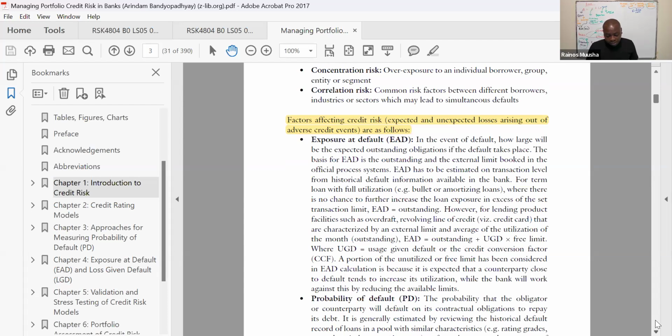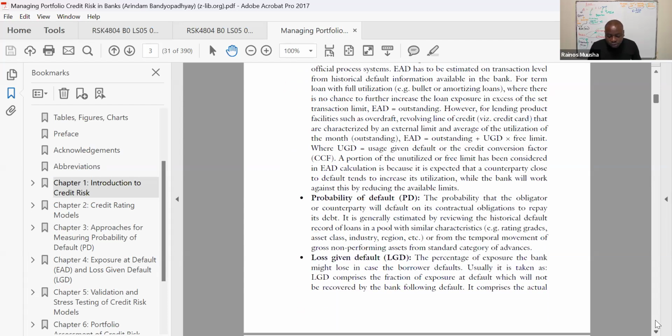That's basically your exposure at default. Then they also talk about the probability of default, and they say it is the probability that the obligor or counterparty will default on its contractual obligations to repay its debt. It is generally estimated by reviewing the historical default record of loans in a pool with similar characteristics, for example, the rating grades, asset class, the industry, or even the region. Or from temporal movement of the gross non-performing assets from standard category of advances.